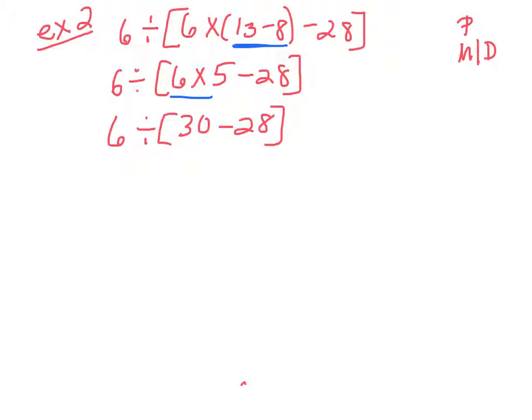Last thing, there's one operation left inside the brackets, it's subtraction. And when I go to rewrite, I'm not going to put a parentheses or a bracket anymore because my goal was to get rid of the parentheses and the bracket, and I've done that. 30 take away 28 gives me 2. I'm now left with just one small division problem. 6 divided by 2, I know will be 3.